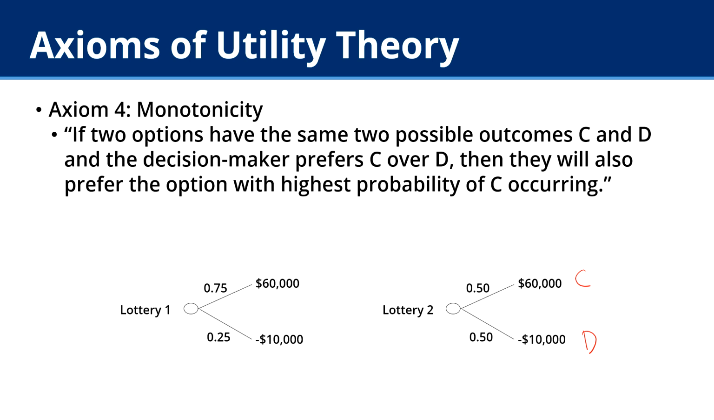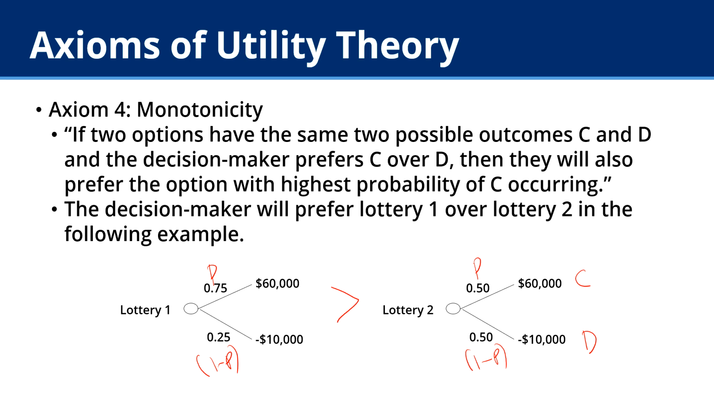Assuming that the decision maker prefers outcome C over D, they will also want the highest probability of C occurring. So what that implies is the decision maker will prefer lottery 1 over lottery 2. These are my probabilities: this is my P, this is the 1 minus P. If we prefer the C outcome, we're always going to want the lottery with the higher probability of C occurring. That's what this axiom is assuming. The decision maker will prefer lottery 1 or lottery 2 in the following example.